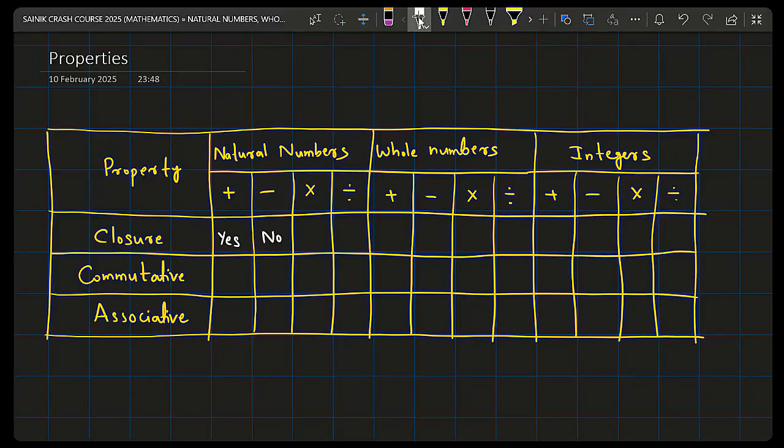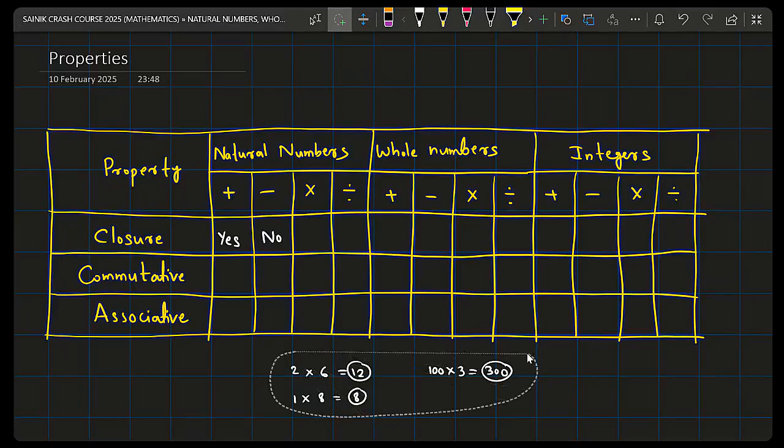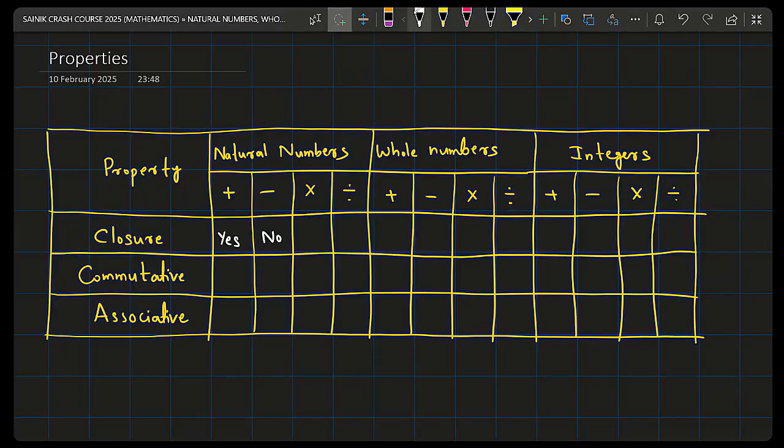Now, what about product? Natural numbers satisfy closure property under multiplication or not. You take any natural number like 2, another natural number like 6, 2 into 6 is 12. It is also a natural number. 1 is a natural number, 8 is a natural number, and the product 8 is also a natural number. 100 is a natural number, and 3 is a natural number, and the product 300 is also a natural number. That means you take any two natural numbers and multiply, the product is always a natural number. So we can say that natural numbers satisfy closure property under multiplication. You can write yes here.